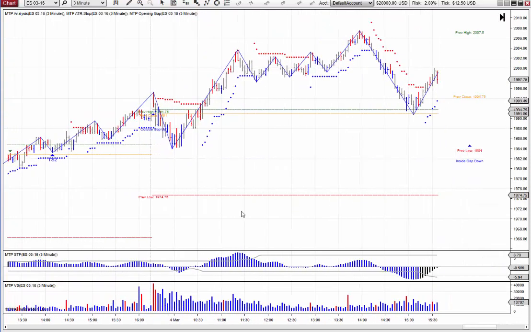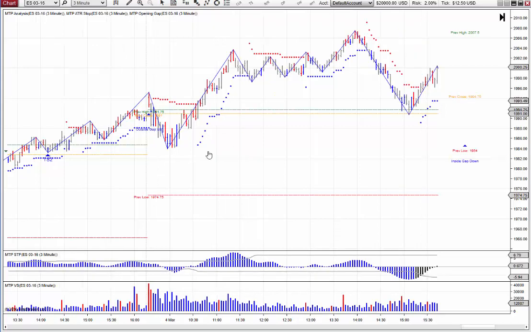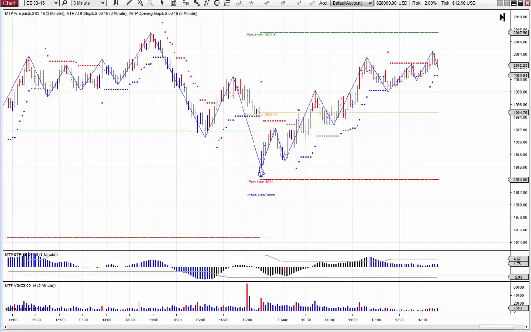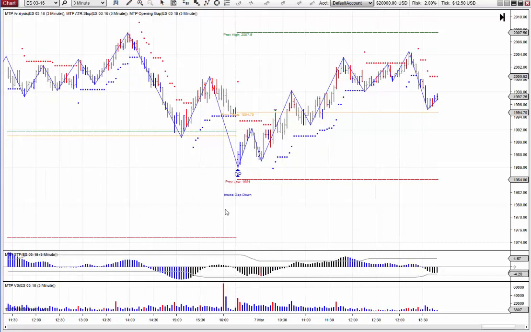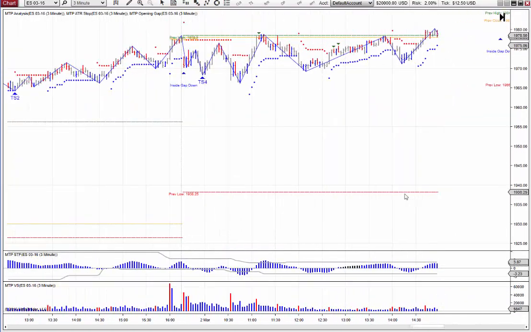So if I scroll back and look at the previous day, you can see we have the previous day's low and the previous day's high and the previous day's close. So in other words, we're looking at where today opens in relation to the high and low, in other words the range of the previous day. So it tells you whether it's an inside gap, or if we scroll back a bit, if there's an outside gap.